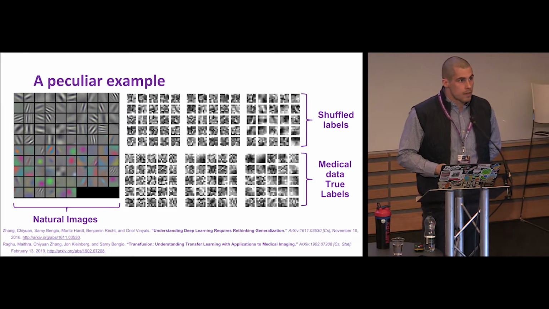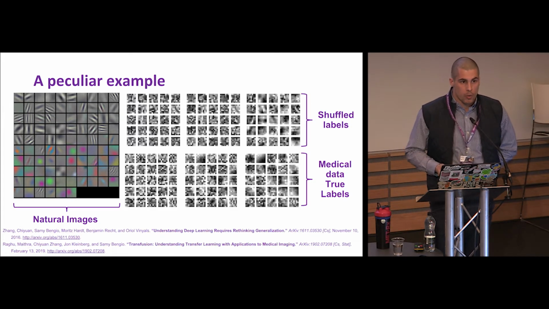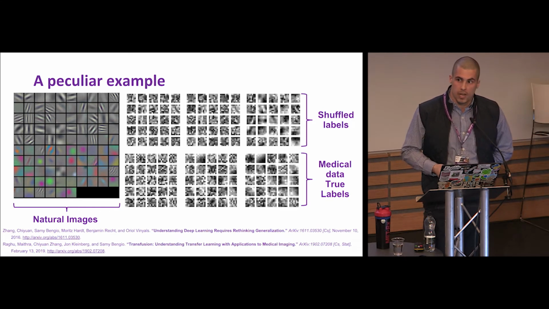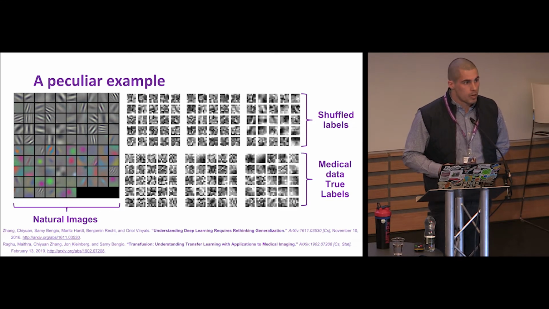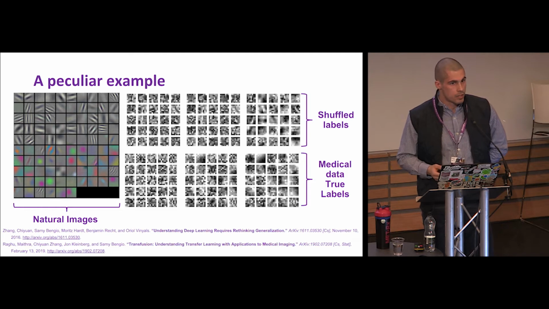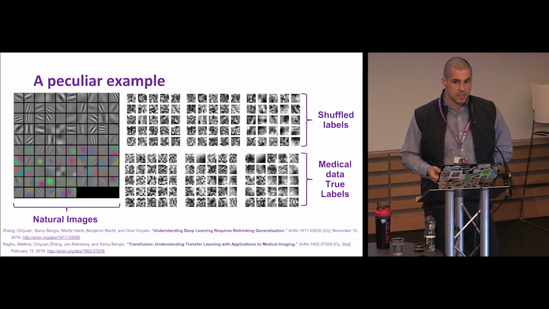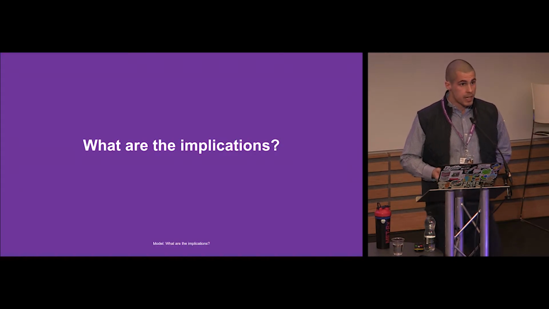So this really should make us question what we are doing with these models and how reliable they are. We need to be more careful at designing the tasks that we are trying to solve and question in the first place, does this task make sense to be solved by a machine learning model? So what are the implications of that?